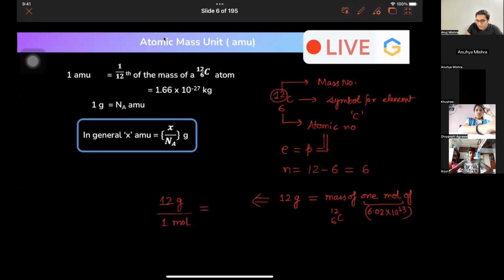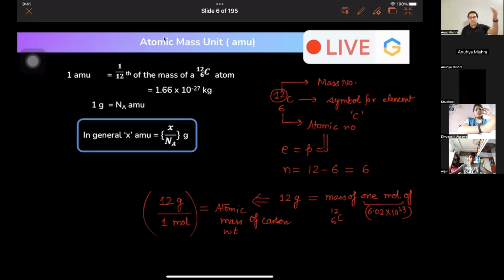Now, the same statement, I can say that 12 gram for 1 mole is known as the atomic mass or atomic weight of carbon. The same thing is written as 12 gram is the mass of 1 mole. So the unit of atomic weight is what? Gram per mole. This is also clear? Simple. 1 mole is 12 grams, so 12 gram per mole is the atomic weight.